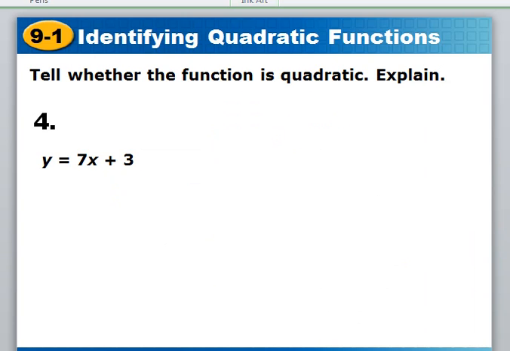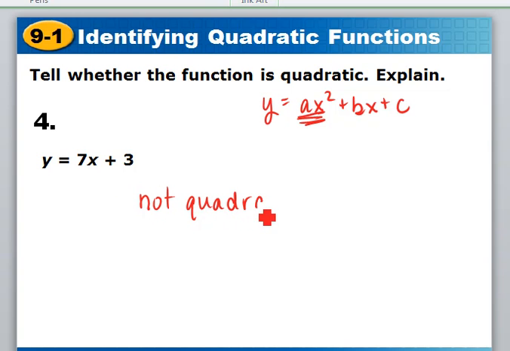The next part, it does not give me a picture or points to go off of. I could create points, or I can remember what I learned earlier, that a quadratic function is in the form of y equals ax squared plus bx plus c. As long as I have this x squared term, I know it's a quadratic. Otherwise, it's not. This does not have an x squared term, so this is not a quadratic. This happens to be a linear function. Okay, so you can say the reason is no x squared term.